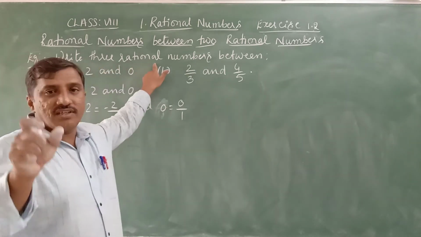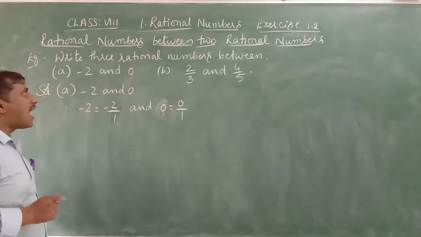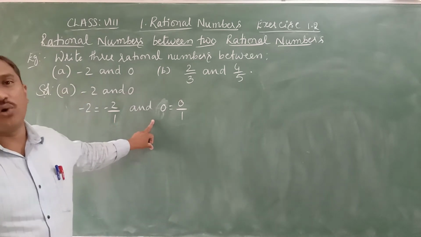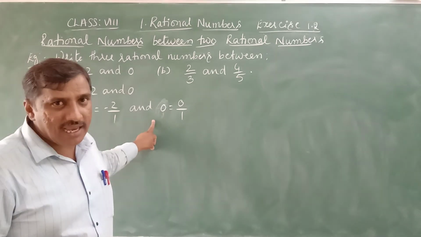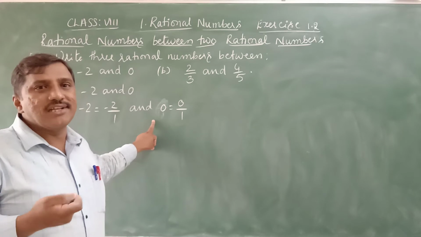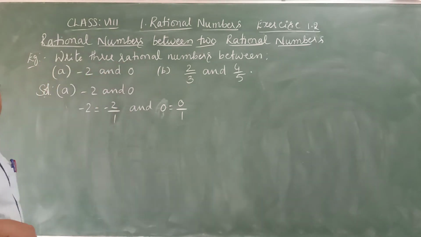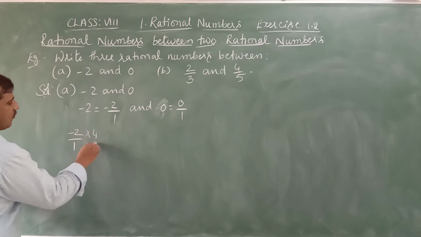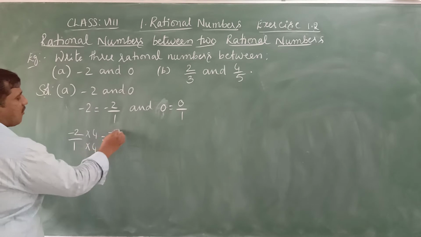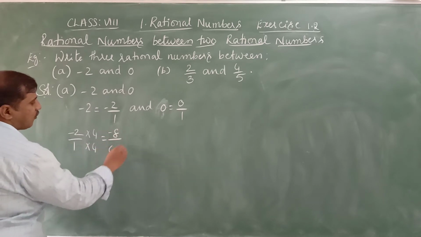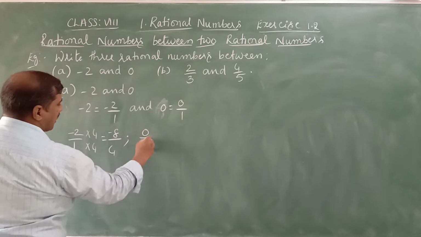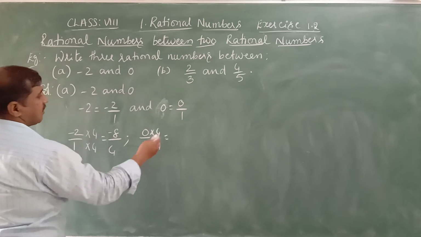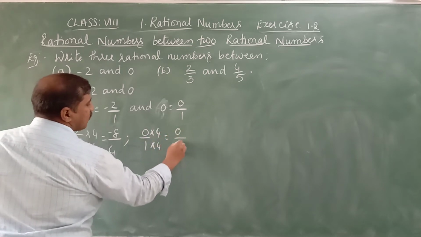Here we have to find three rational numbers. So you add 1 to 3 and get 4. Now multiply both these rational numbers with 4 on both sides. From where did we get 4? 4 is 1 more than the required number of rational numbers. Therefore, -2 by 1 into 4 by 4. So we get -2 into 4, -8, by 1 into 4, it is 4. Then 0 by 1 is multiplied with 4. 0 into 4 is 0, 1 into 4 is 4.